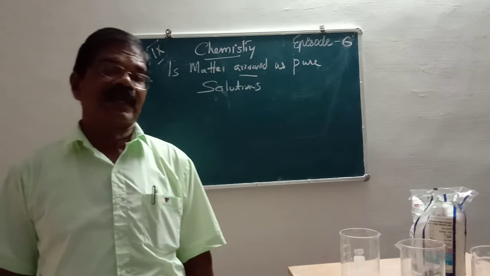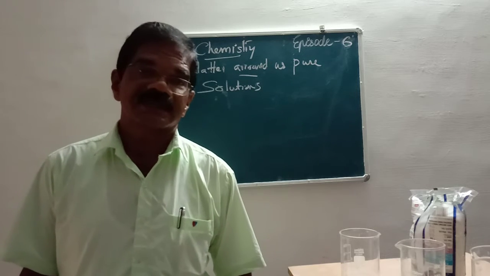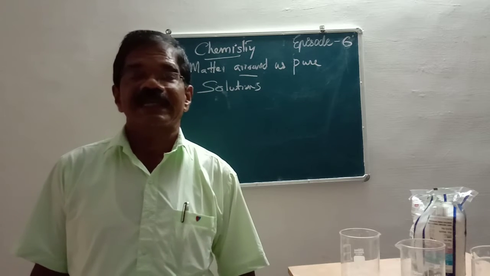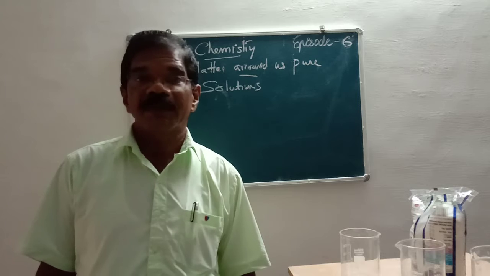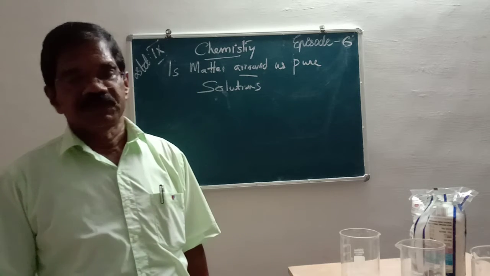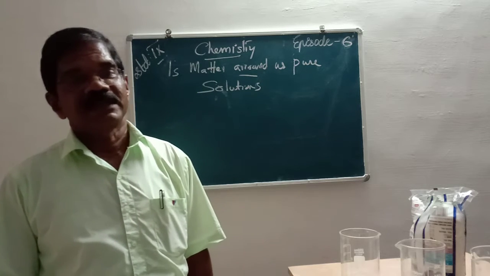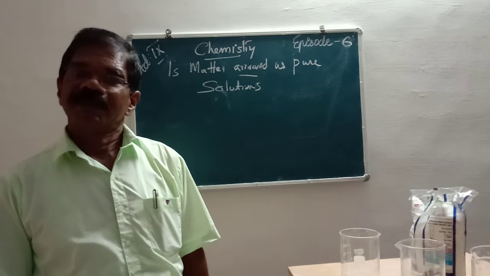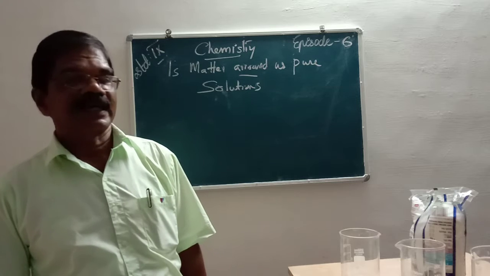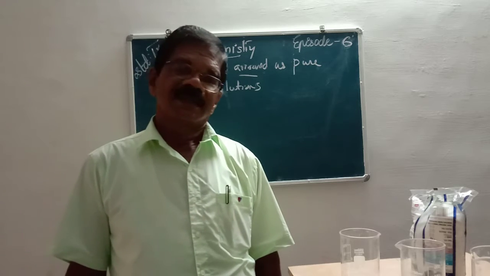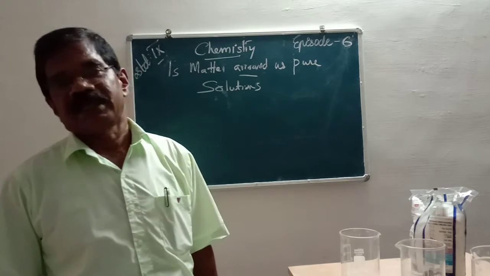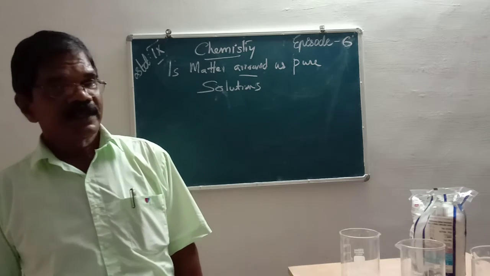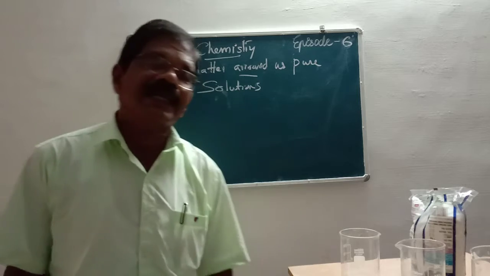Elements contain only one type of particles. For example, hydrogen, oxygen, nitrogen, iron, aluminum, etc. are elements that contain only one type of particles. At the same time, compounds contain more than one type of particles. For example, water contains hydrogen and oxygen. Similarly, carbon dioxide, carbonic acid, etc. are compounds. Similarly, mixtures can be again classified.